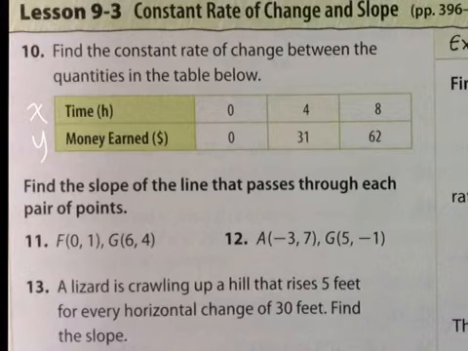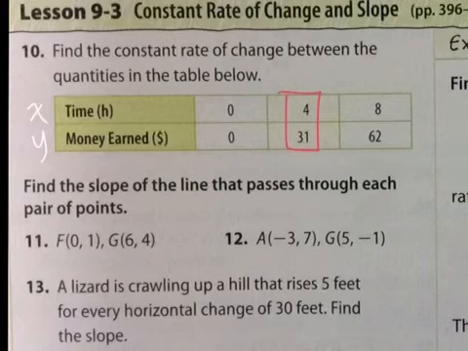So I see that 4 hours is $31. If we can simplify that to the rate of 1, that'll tell you your rate of change. If you can simplify 31 over 4, that'll tell you how much we're earning per hour, and that's your rate of change. So go ahead and solve that, and then find the slope of the line that passes through each pair of coordinates.